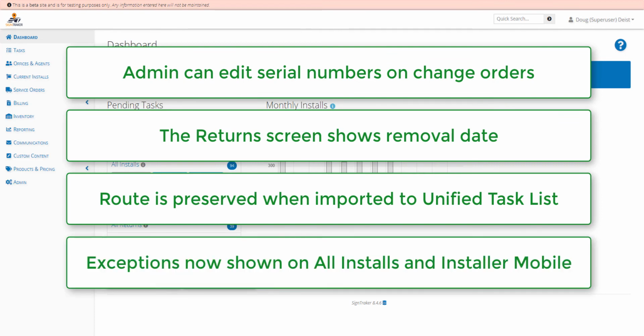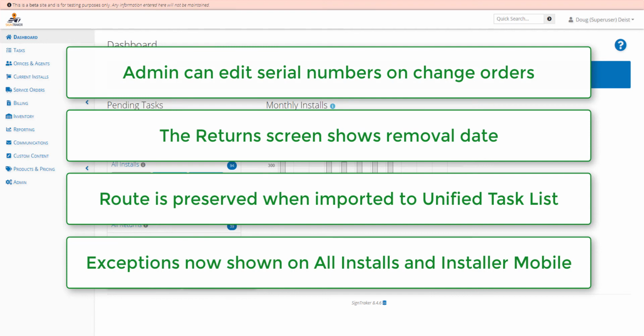The system will now display an exception icon in the all installs grid. So if you have an installation that went out and there was a problem with it, couldn't get completed, when you're looking at it the next day and you're wondering why is it still there, you'll see that exception is listed there. This helps the admins and installers know that a problem existed previously at that location and to watch out for that again.